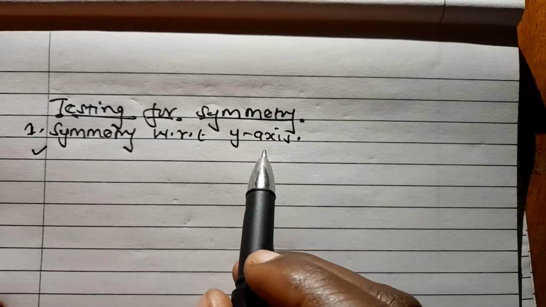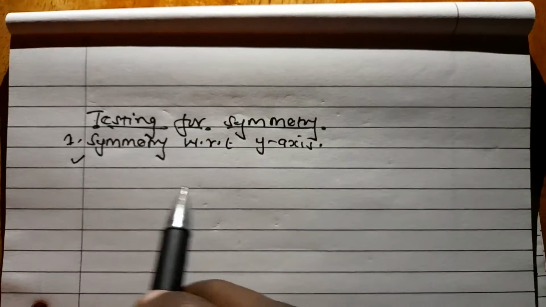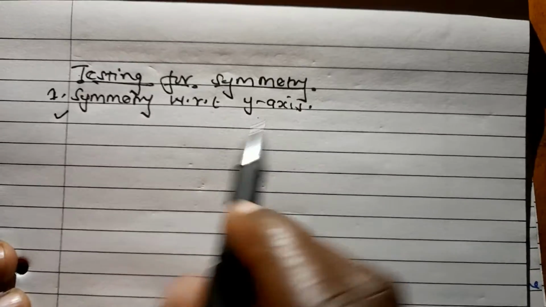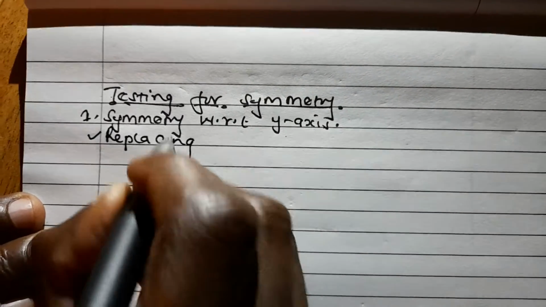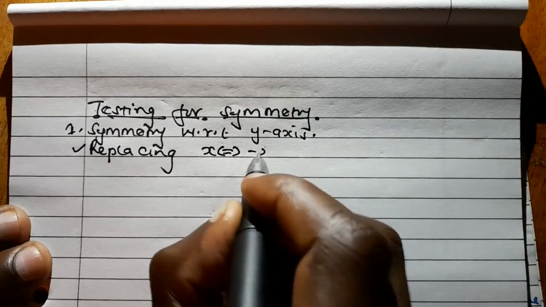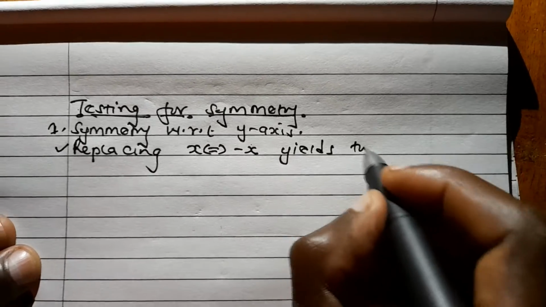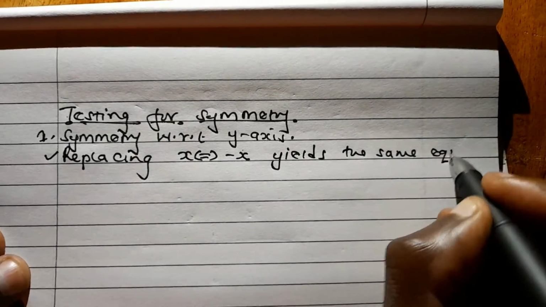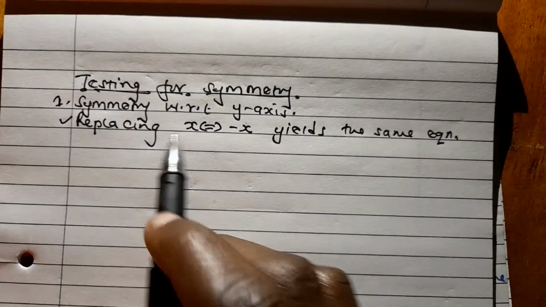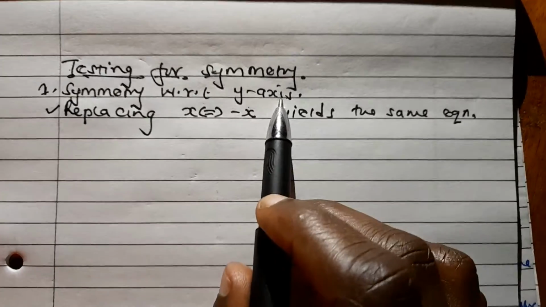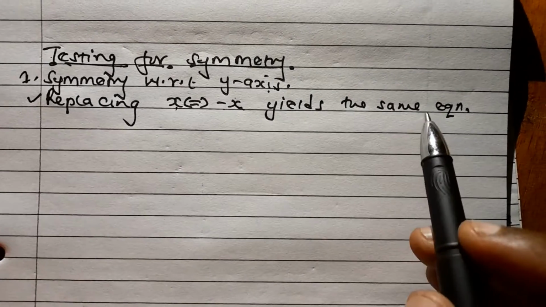So you realize the y value is not changing, but the x value is changing from positive to negative. So to test for symmetry with respect to the y-axis, we replace x with negative x in the original function, and this should yield the same equation. So an equation is said to be symmetric with respect to the y-axis if substituting x with negative x gives us the same equation.